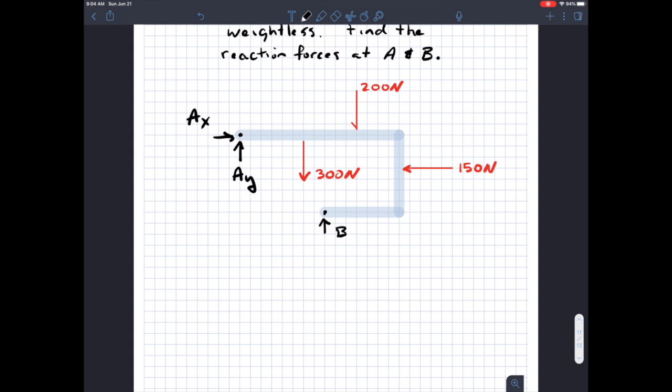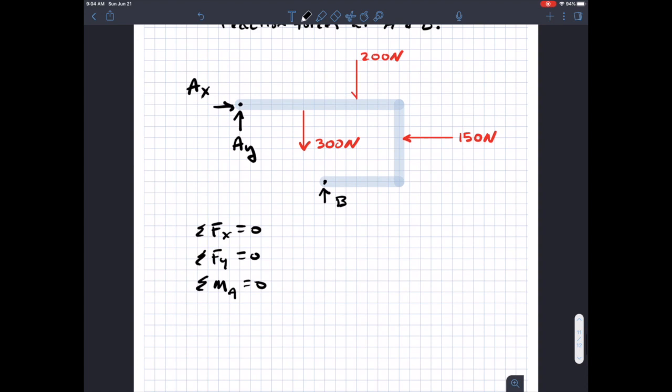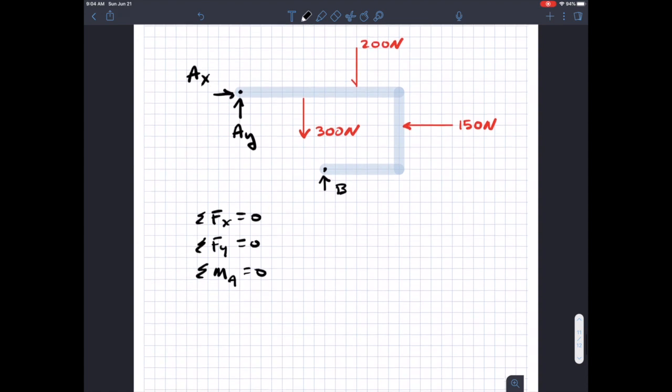All right, so there's our free body diagram. And what we know is the sum of forces in the X direction is equal to 0. Sum of forces in the Y direction equals 0. Sum of moments about any point, whatever point you want to choose, is equal to 0. So it's the standard approach to solving the problem. All right, so let's get started.